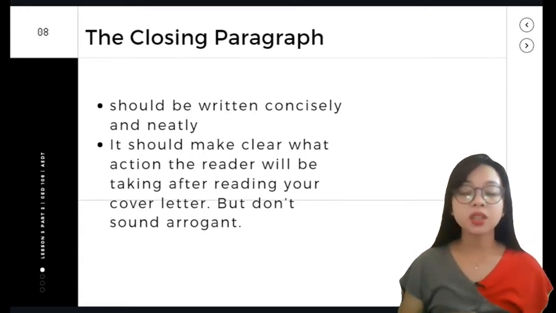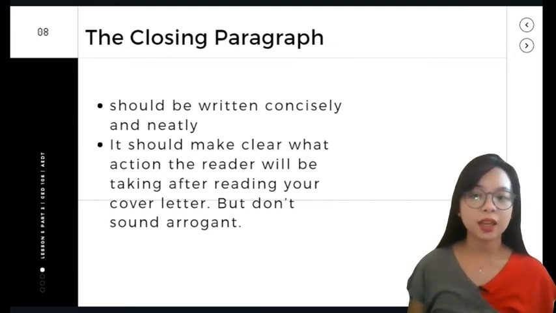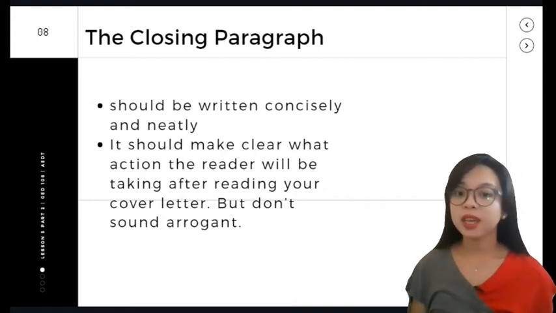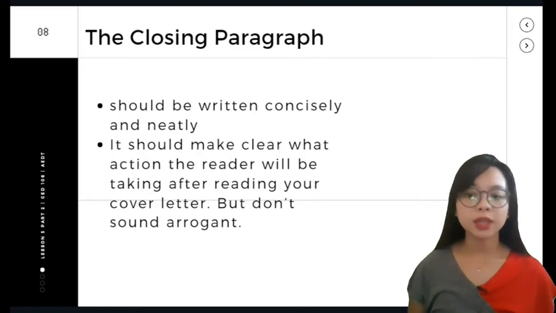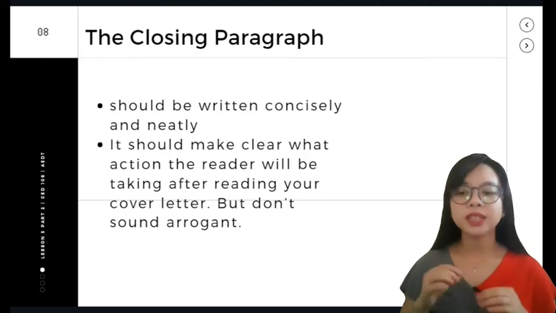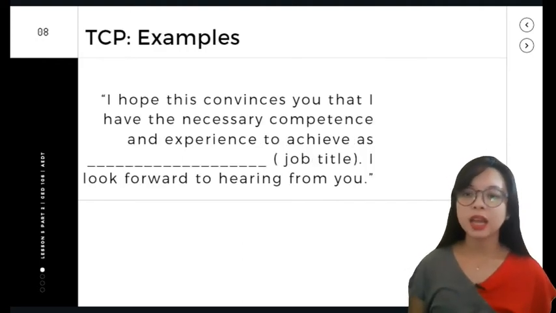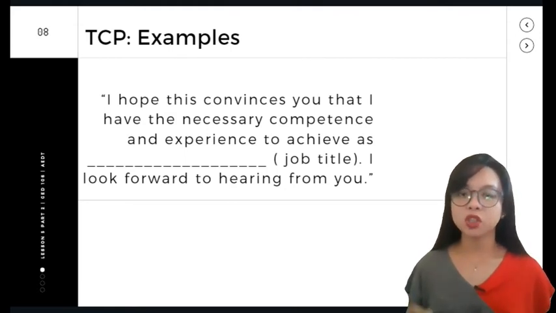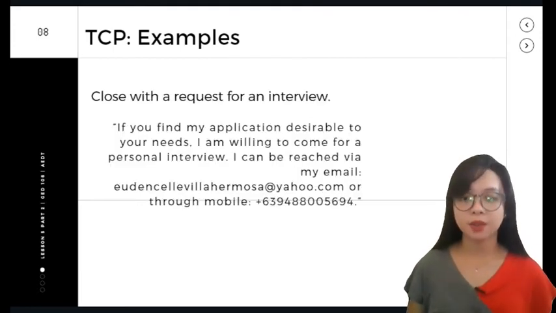So this should be written concisely and of course neatly. This paragraph will sum up your cover letter. That's why it should make clear what action the reader will be taking after reading your cover letter. And of course, you don't mean to sound arrogant. For example: I hope this convinces you that I have the necessary competence and experience to achieve as a mechanical engineer. I look forward to hearing from you. This is an example of a closing paragraph. You have to close with a request for an interview.